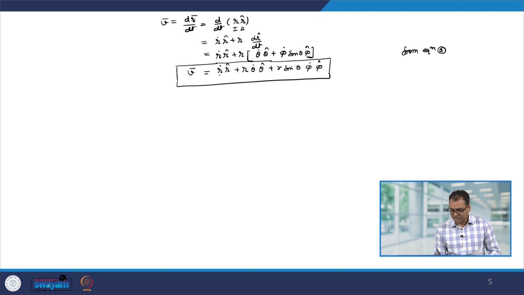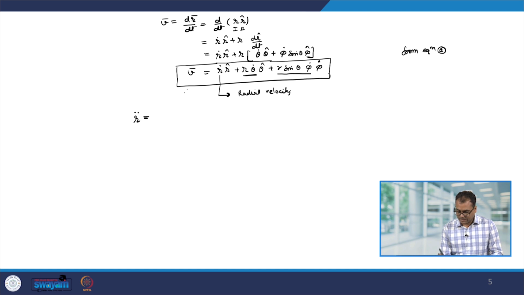Okay. So, as you can see, this is the velocity along r cap. So, this is radial velocity, this is the velocity along theta cap direction, and this is the velocity along the phi cap direction. Now, let us calculate the acceleration. So, the acceleration is r double dot.